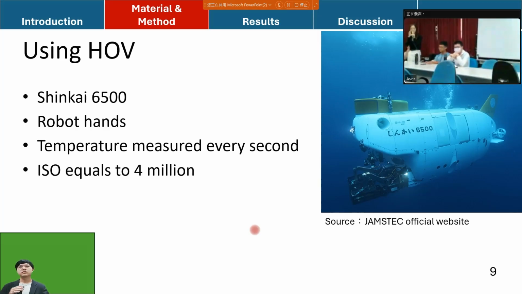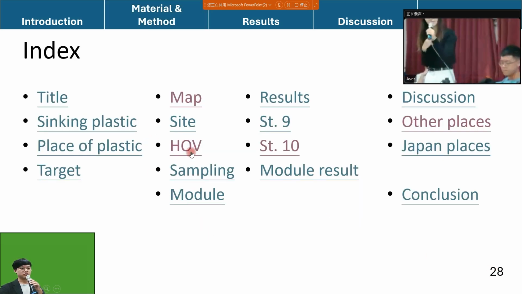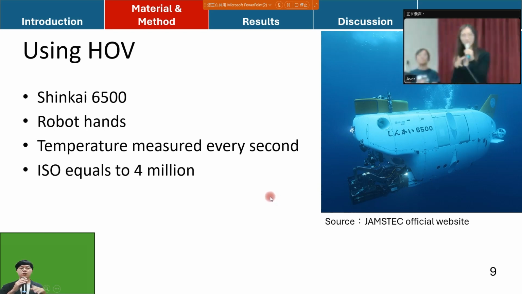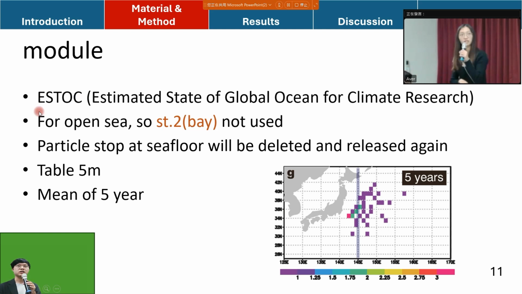I wonder why they use the HOV for sampling. What do they use it for? They use it to collect samples and take photos. But you say that the data of the model is from this. The model is used by ESDOC, but actually I don't know what ESDOC is, so I can explain how they get the samples, and they didn't mention how to put this data into it. Oh, okay.